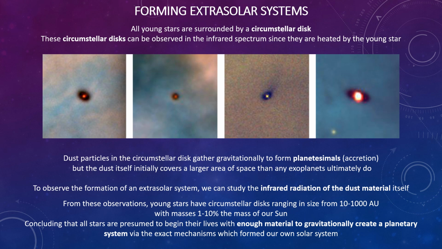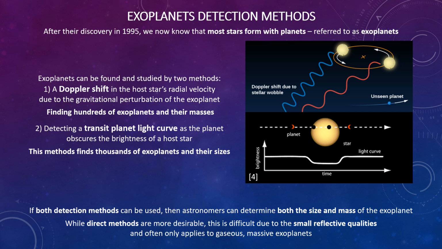And so we can conclude that all stars begin their lives with enough material to gravitationally create planetary systems that form via the exact mechanisms of our own solar system. Okay, so we can see that young protostars have enough material around them in these circumstellar disks to make planets, but how do we know that those actually form into planets?